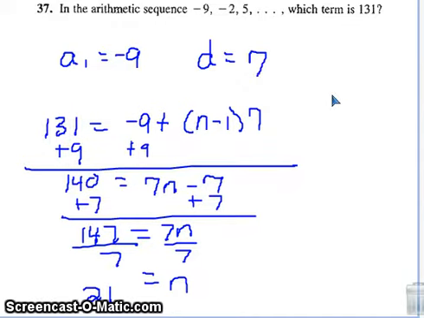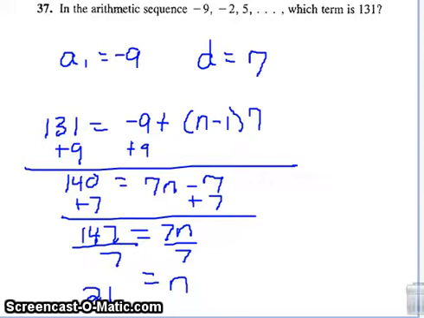Number 37? Okay, so it says in the arithmetic sequence -9, -2, 5, which term is 131? So I know that my first term is -9, and I know that my common difference is going to be 7, because I'm going up 7 each time. If you have any two terms, even just your first two terms, you can subtract them and find your common difference if you know it's arithmetic.